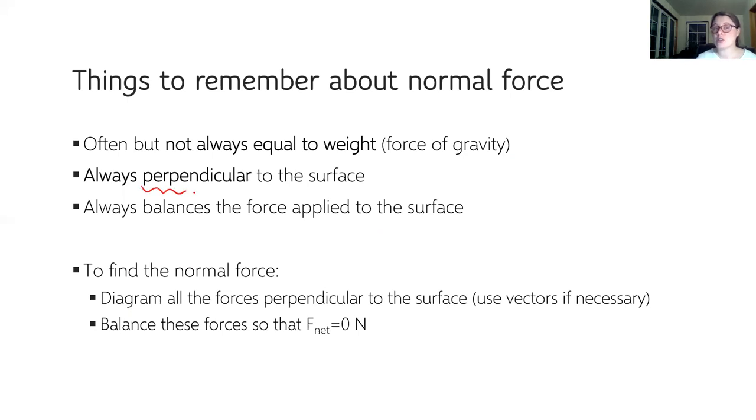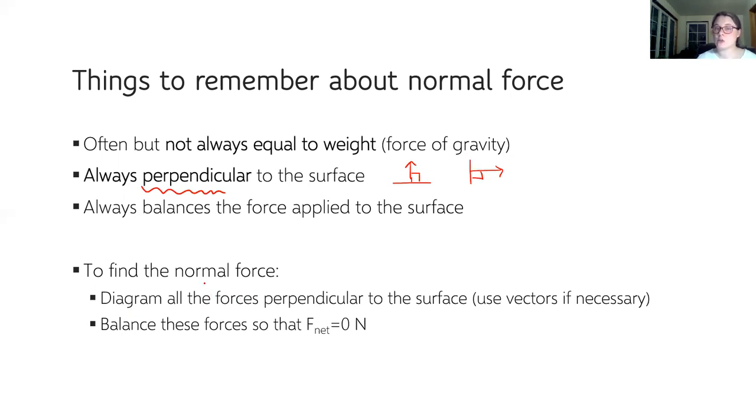It's always going to be perpendicular to the surface. So perpendicular, think of that upside down T shape. Or it could be like this. Okay? Always perpendicular to the surface. It will always balance the force applied to the surface every time. Now we're going to see some examples where we're going to have to think about how big the normal force has to be in order to make this balanced.